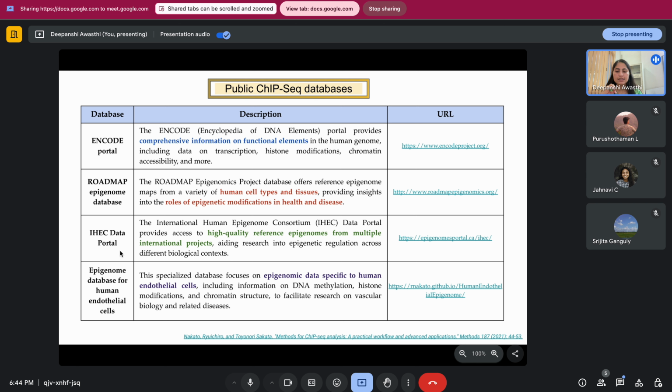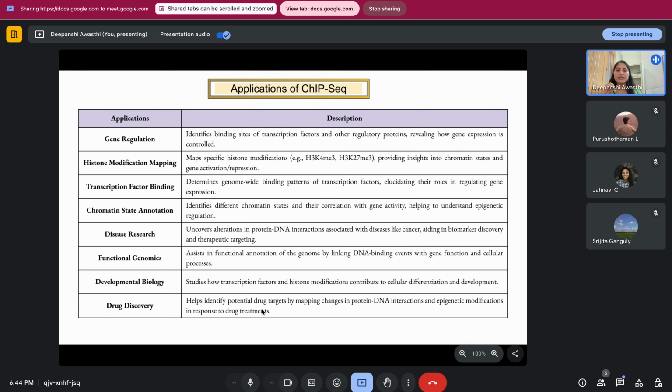Then the IHEC data portal, the International Human Epigenome Consortium data portal. It will also provide you high quality reference epigenomes from multiple international projects, and similarly it will provide you with epigenetic data sets. Then comes the epigenome database for human endothelial cells. This data is specific to human endothelial cells. It is only focusing on those cells. If you want to see what kind of epigenetic modifications are observed in these cells, you can go through this database. So these are a few of the databases, and now I have provided you with the applications.